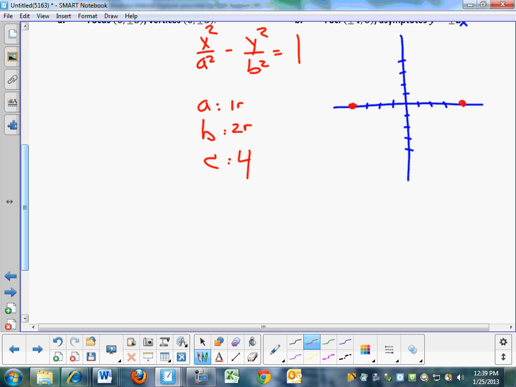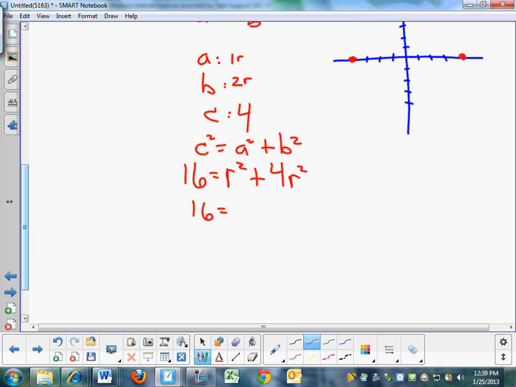I can solve for that ratio by using this. C squared is equal to a squared plus b squared. You can see that this is tricky. It's okay, though, we can do it. What is c squared? What is a squared? R squared. What's b squared? 4r squared. What's r squared plus 4r squared?